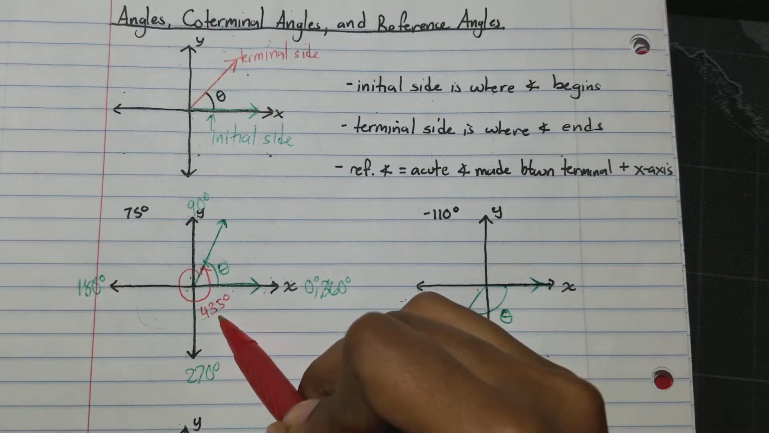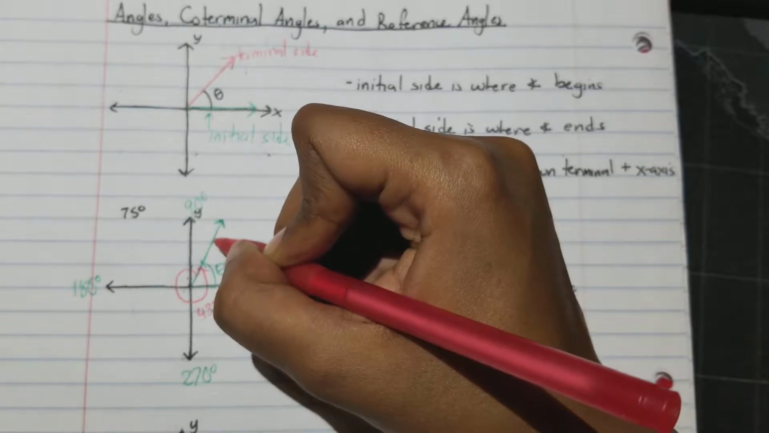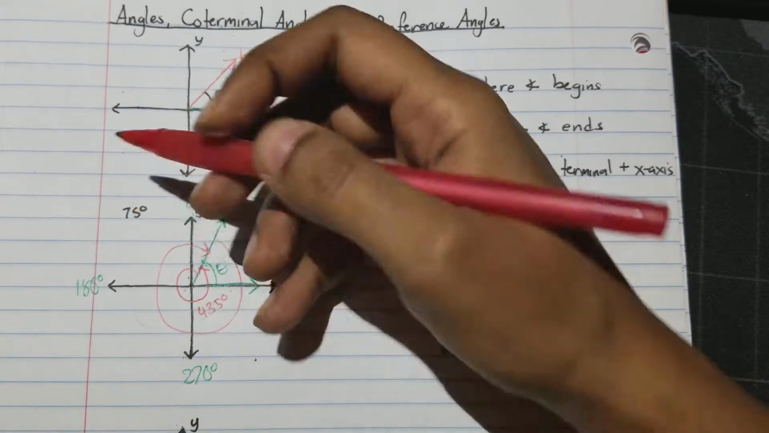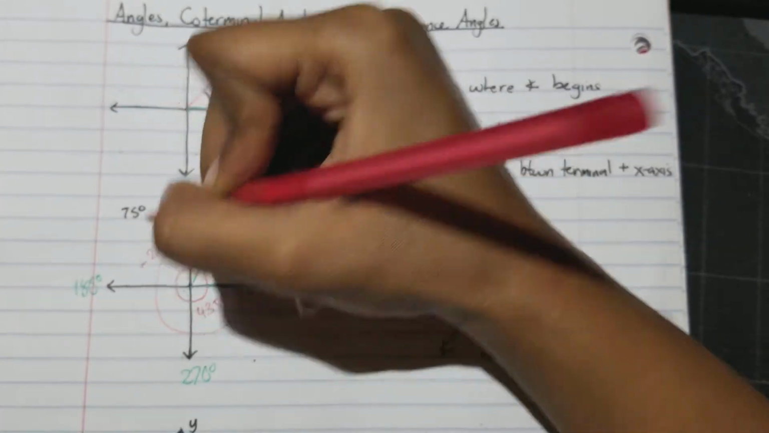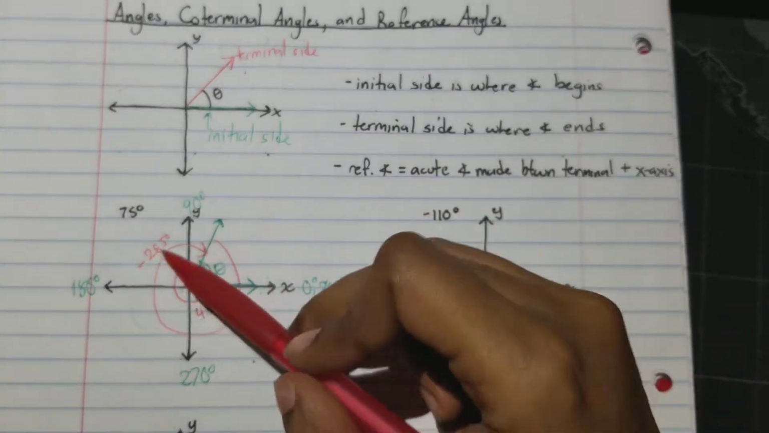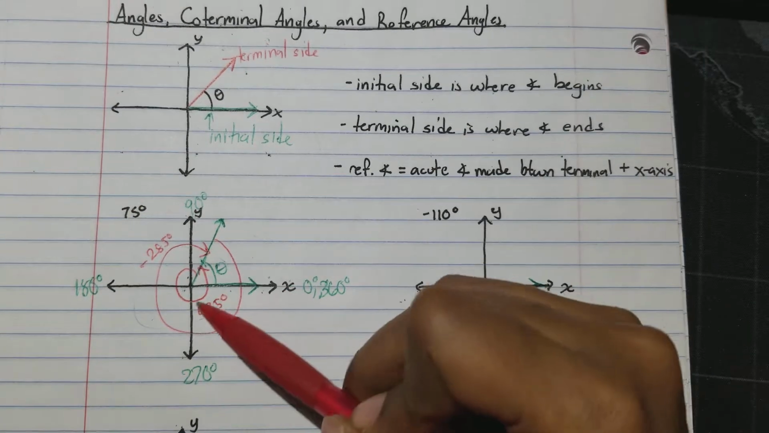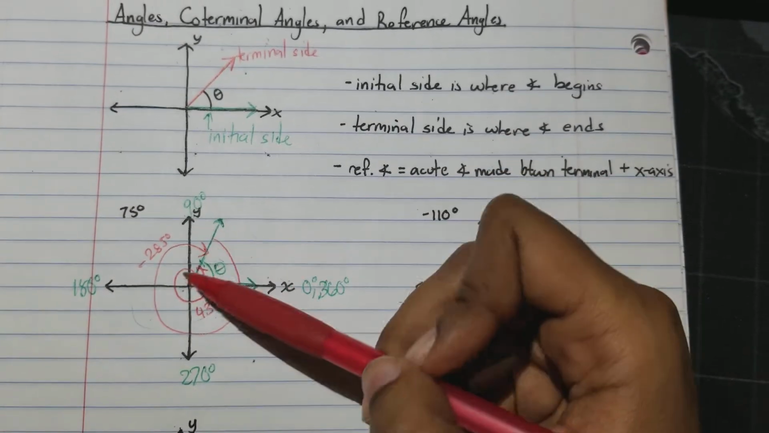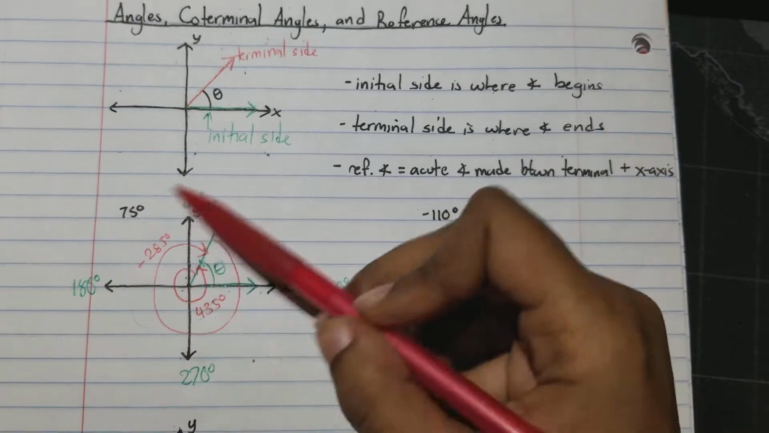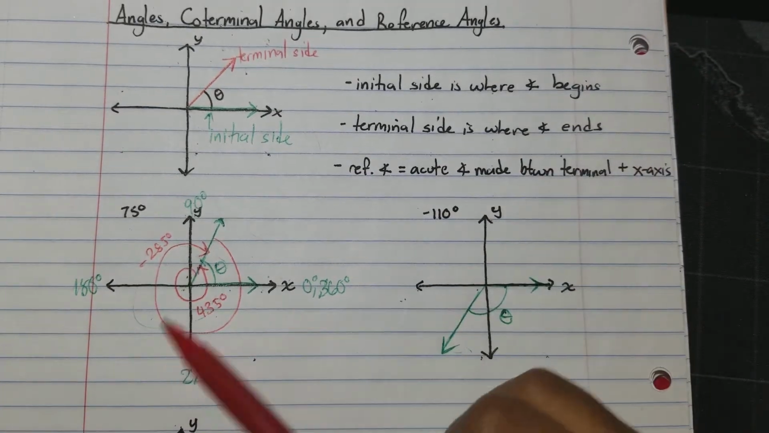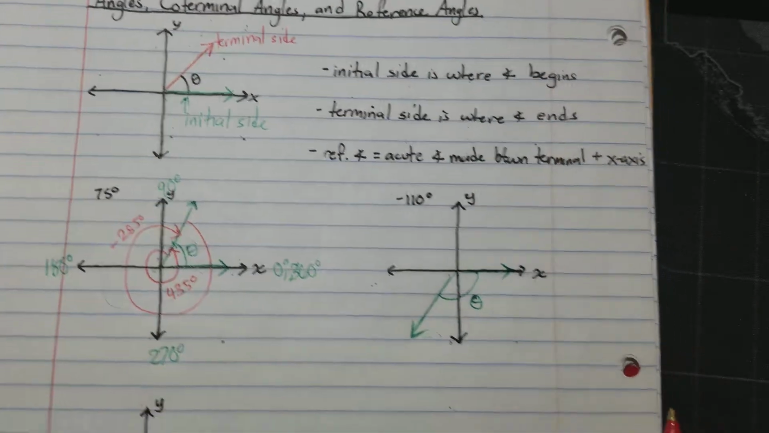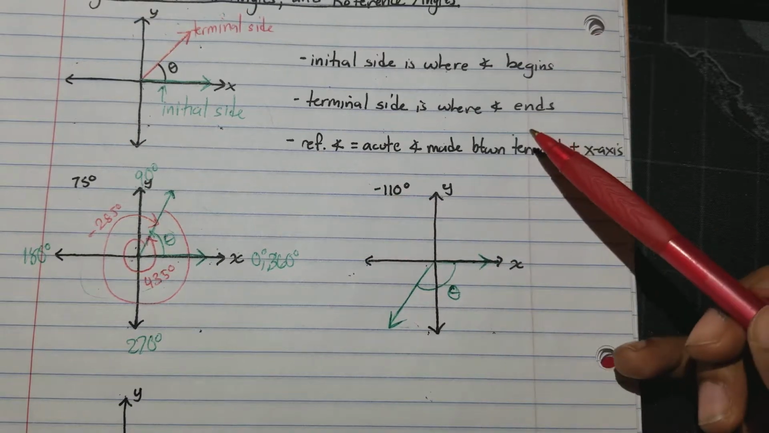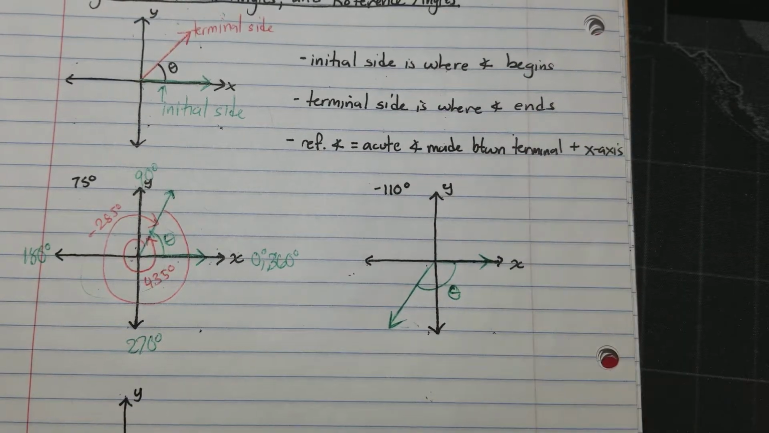That's a coterminal angle. If we decide to go in a clockwise direction, then that's 75 minus 360. That ends up being negative 285 degrees, and that's a coterminal angle. So two coterminal angles for 75 degrees are 435 and negative 285. To find more coterminal angles, you can keep adding 360s or subtracting 360s, pretty much infinitely, to get different values of coterminal angles. Same thing here: we can do negative 110 plus 360 or minus 360 to find its coterminal angle.